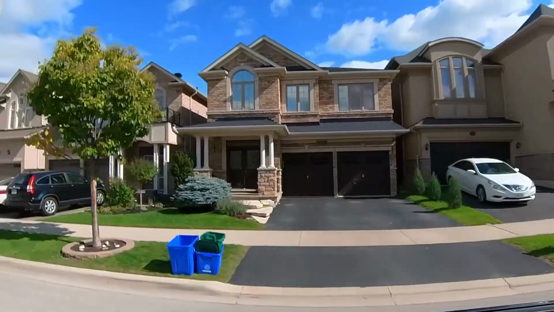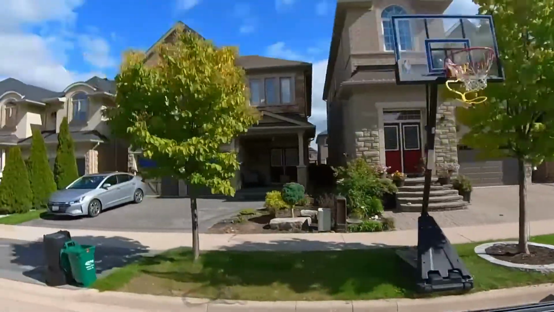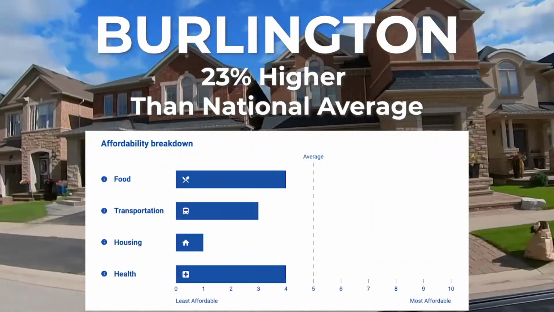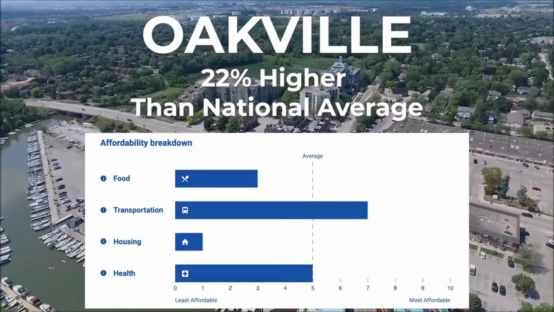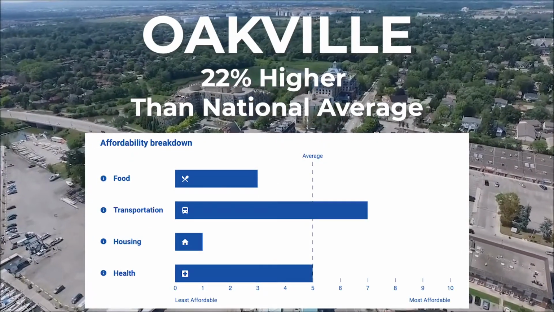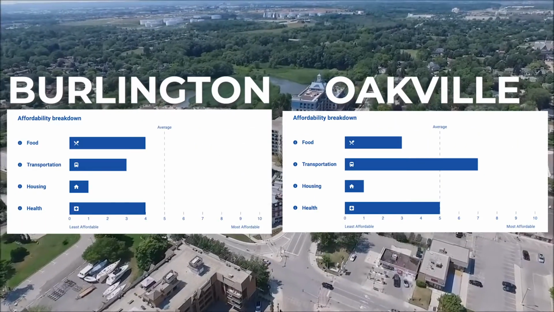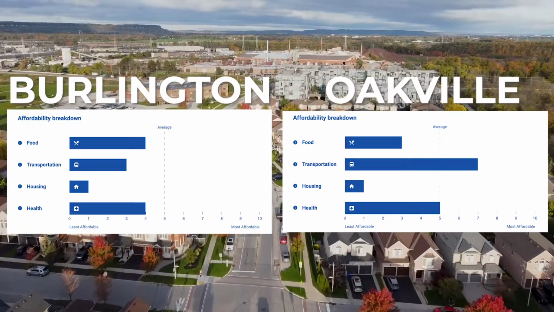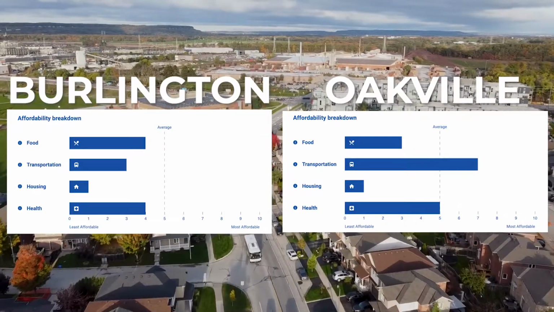So now that you have a general idea of the location and size of the cities, what's the cost of living in both of these cities? Now, Burlington and Oakville are not known for their home or cost of living affordability, as overall Burlington is just 23% higher than the national average for the complete affordability breakdown, where Oakville's about the same at 22%. So what you'll notice here is Burlington is a bit more affordable to eat out. However, in Oakville, the transportation costs are significantly reduced because of that increased transportation support towards Toronto.